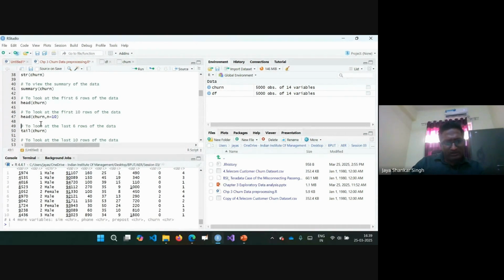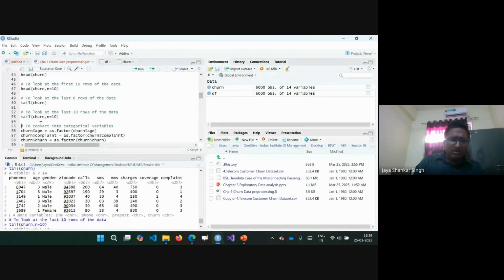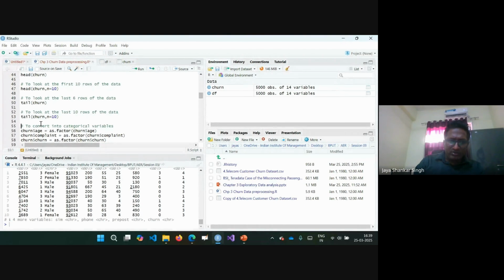Similarly, if you want to look at the bottom 6 data, you can use tail. You can pass the argument also in tail. Some extra information which you pass inside the function is called an argument. So the variable name is an argument, and equal to 10 is also an argument. That is a technical term. Tail is the function I am calling, and I'm sending the argument, the variable name.